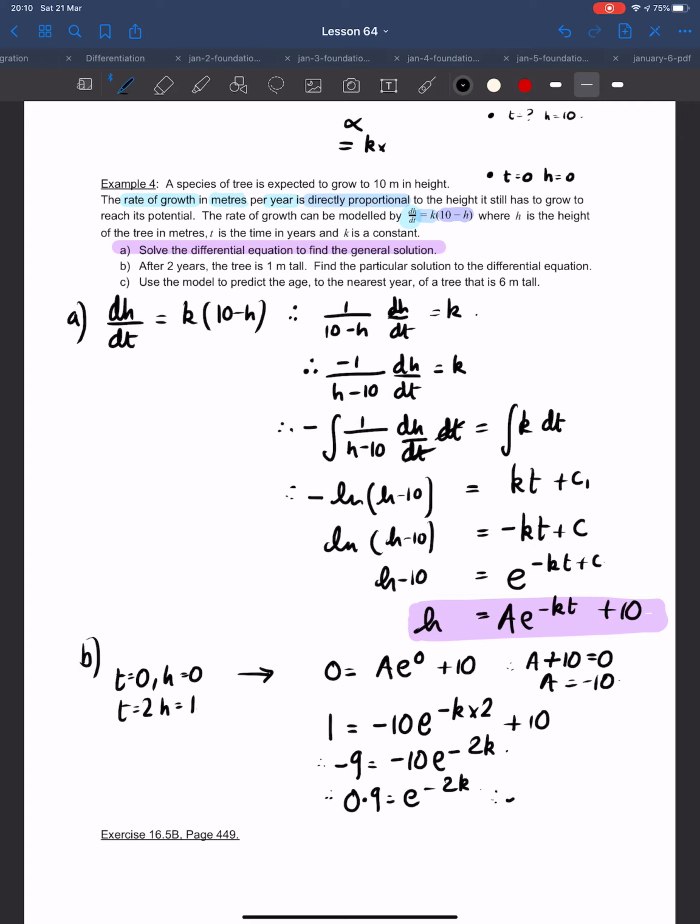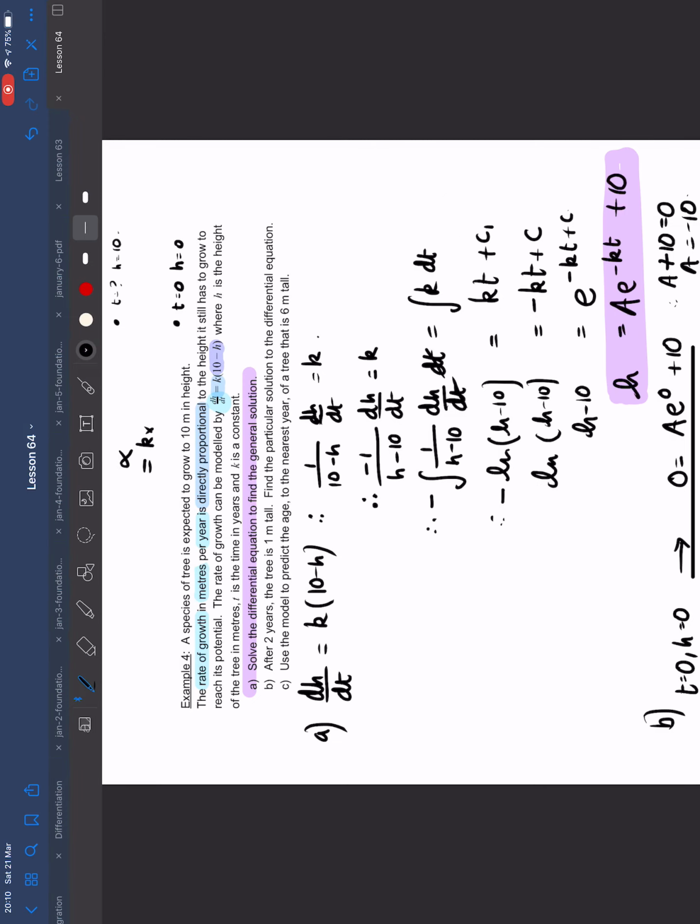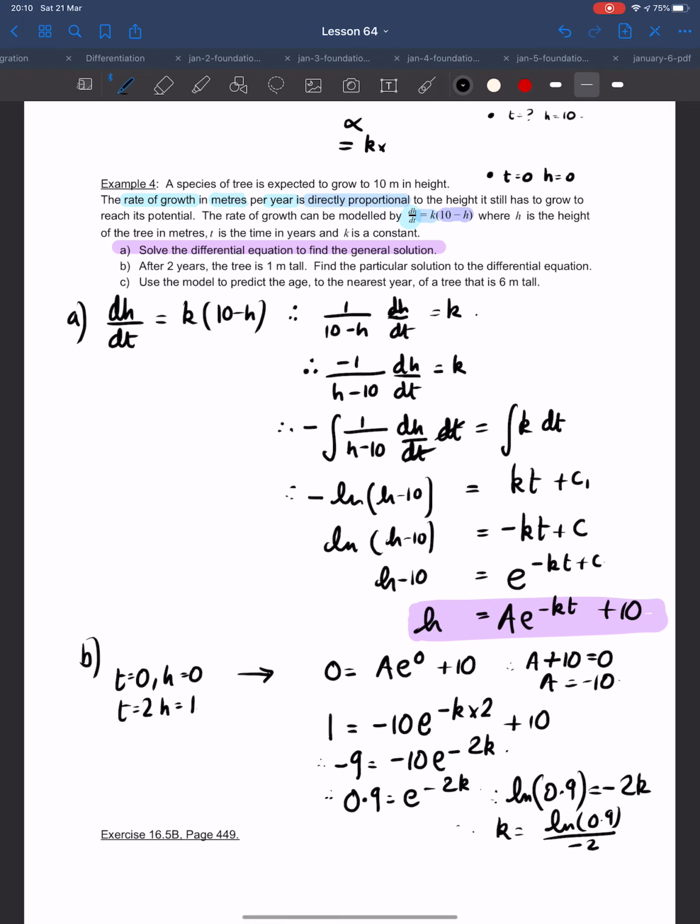e on the right means ln on the left. ln 0.9 is minus 2k. So therefore k is ln 0.9 divided by minus 2. Let me just get my calculator. I've got this worked out already. k is 0.053, I've got it worked out already because it went wrong before. So that's something I've got to get used to.